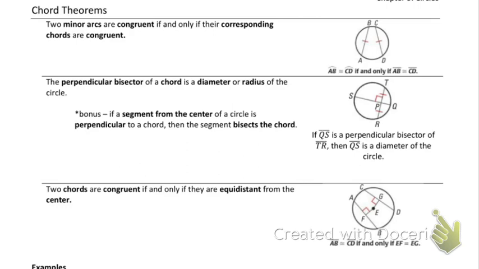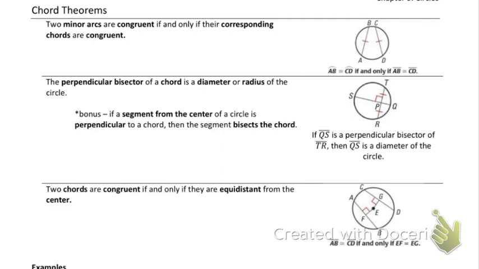So the bonus fact says, if a segment from the center of a circle, so any segment that goes through the center of the circle, is perpendicular to a chord, then the segment bisects the chord. So once again, if the segment from a center of a circle is perpendicular to a chord, then the segment bisects the chord, and we'll talk about that in just a second. I want to go down to this last one. It says 2 chords are congruent if and only if they're equidistant from the center. So two chords are going to be congruent if they're the same distance from the center.